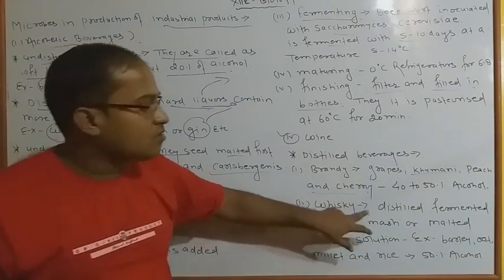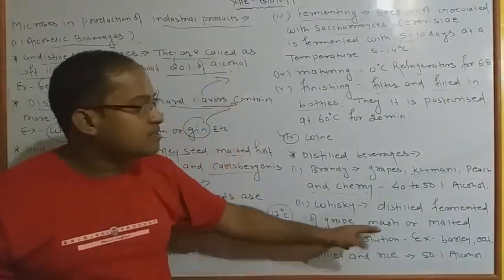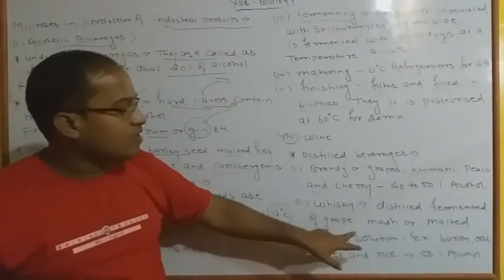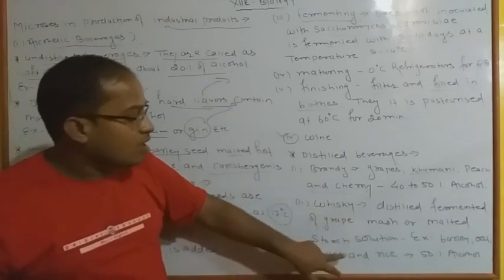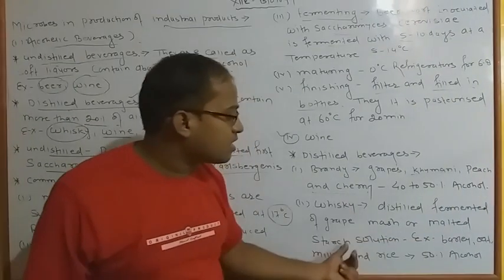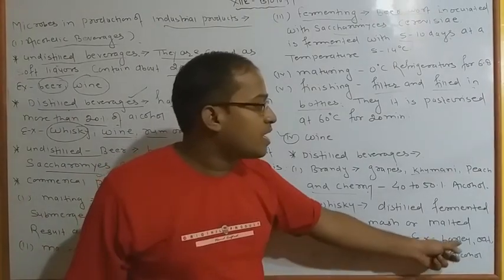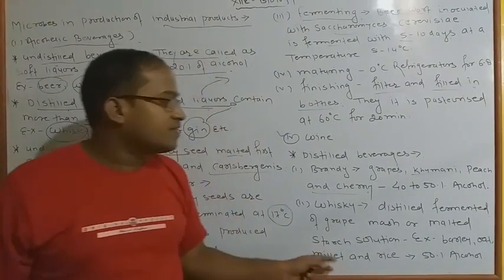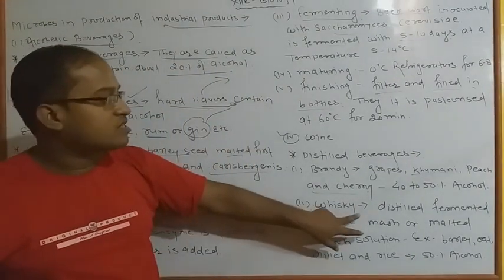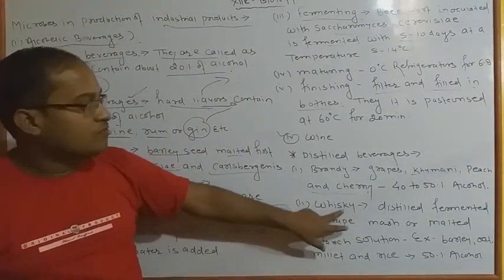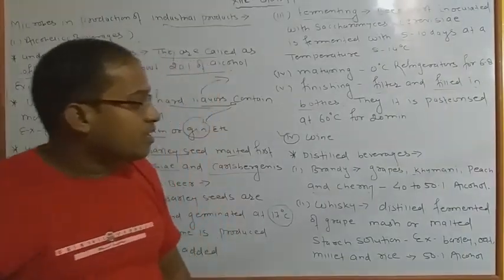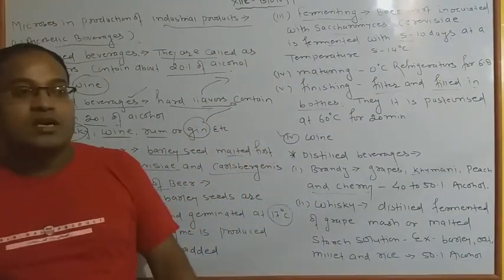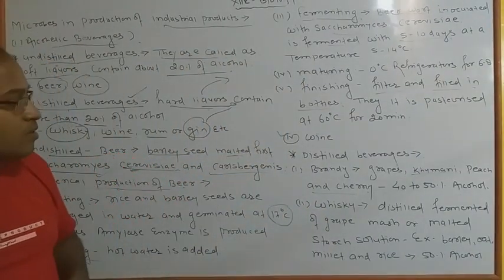Second, whiskey is also a distilled fermented product of grape mass or malted grain. Generally they are obtained from the maximum part of grapes. Apart from this, malted or starch solution is also there, for example barley, oat, starch, millets and rice. These are all the materials which are generally used for fermenting whiskey, and they are found as whiskey in our markets. Whiskey consists of about 50% alcohol. Okay, so this is all about the production of microbes.